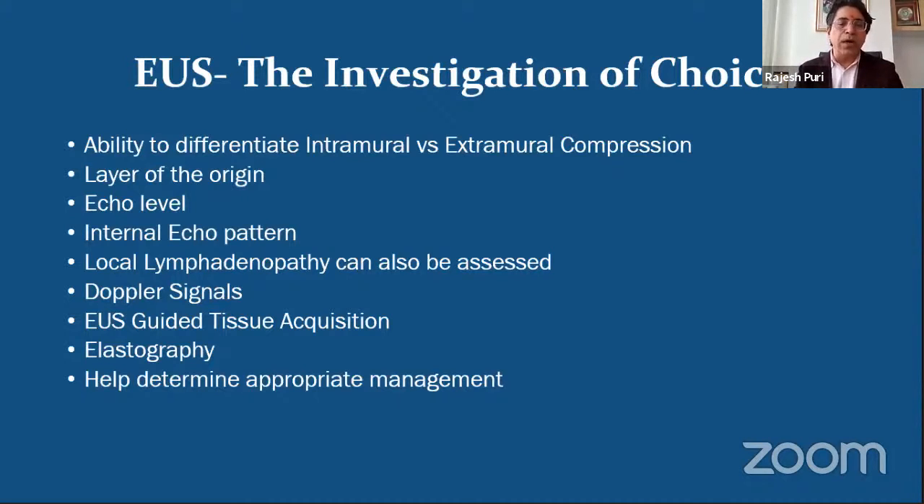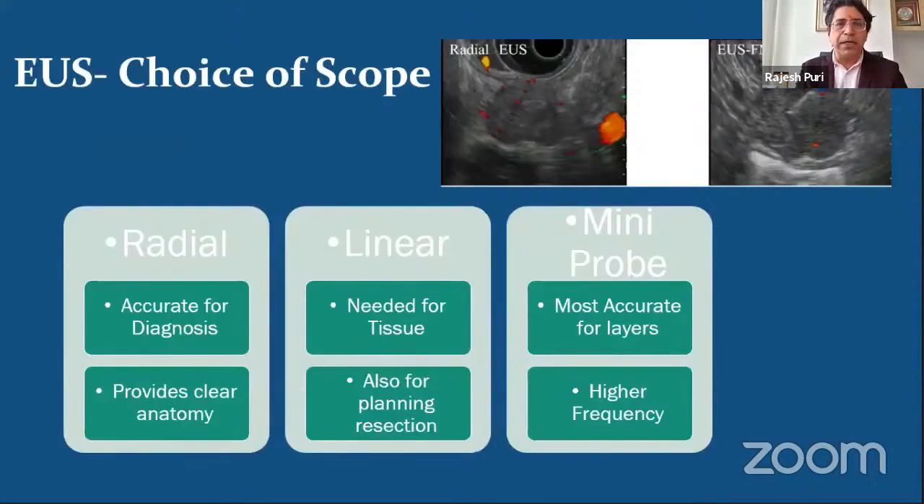If the patient has local lymphadenopathy, you can take biopsies. Doppler signals sometimes help to differentiate between vascular versus non-vascular. If required, you can get EUS guided tissue acquisition, which will be covered by my colleague, Dr. Surinder Rana. Elastography as well as contrast EUS also give some idea about the malignant nature as well as the nature of the lesion, and you can do targeted biopsies also. This helps in determining the appropriate management of subepithelial lesions.